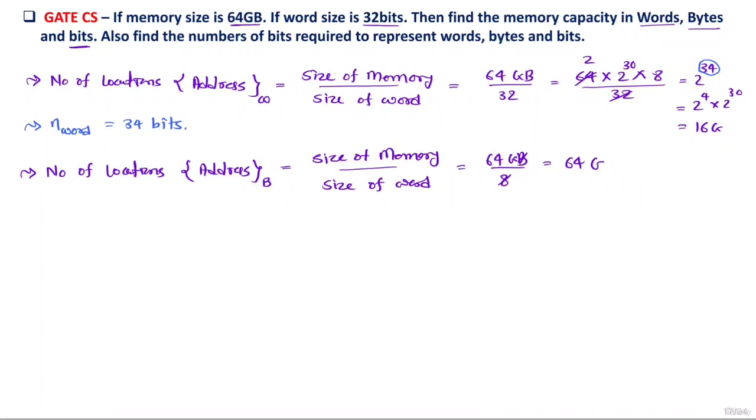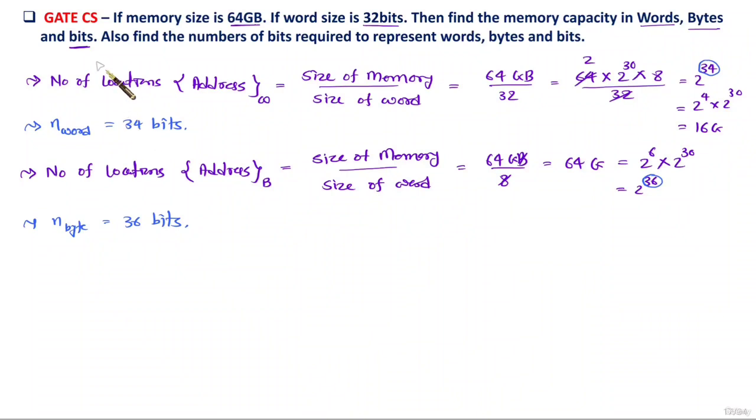64G will be the number of locations, and to represent that in terms of number of bits, you will have to write 64 means 2 to the power 6 into G means 2 to the power 30, means 2 to the power 36 will be there. So this 36 indicates how many bits are required? 36 bits required. So to represent byte addressable memory, 36 bits are required. To represent 32 bits of word addressable memory, 34 bits are required.